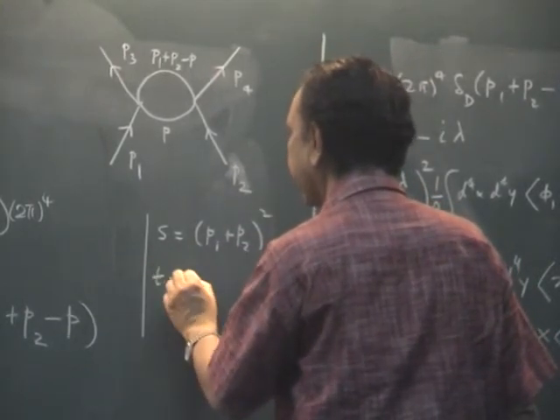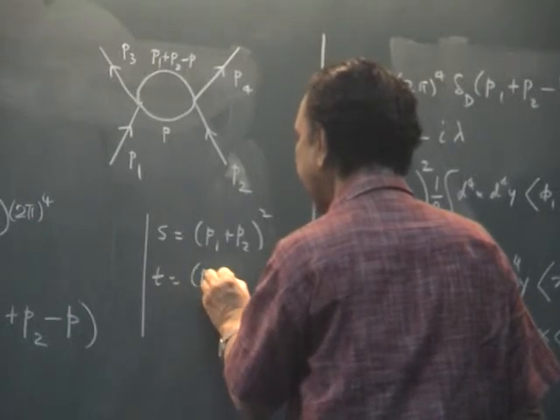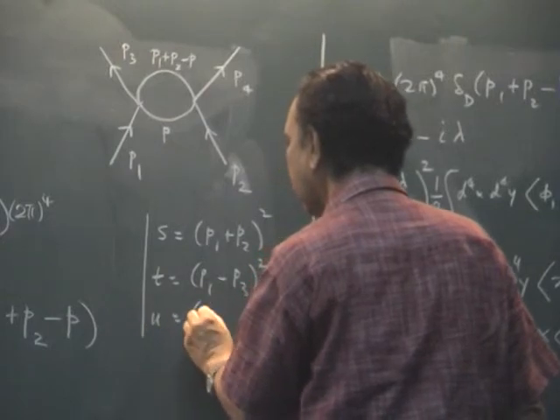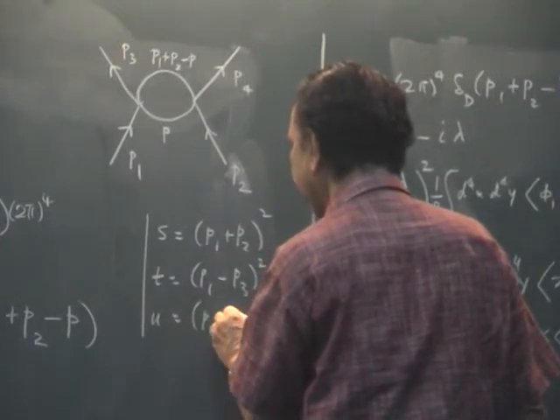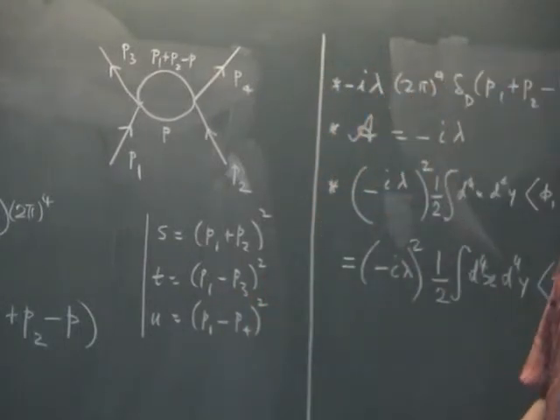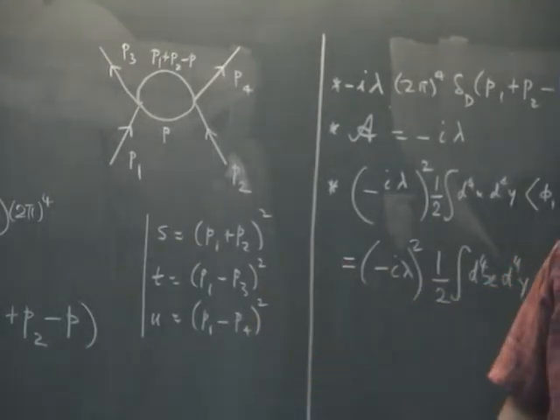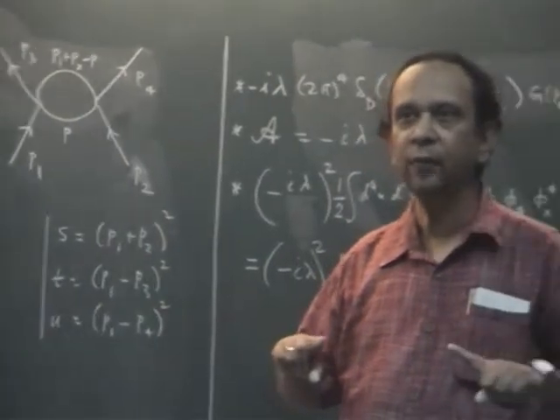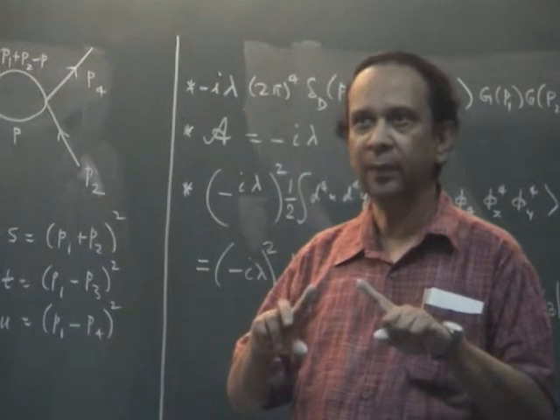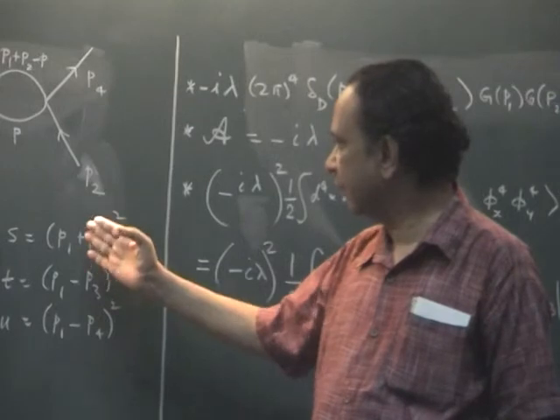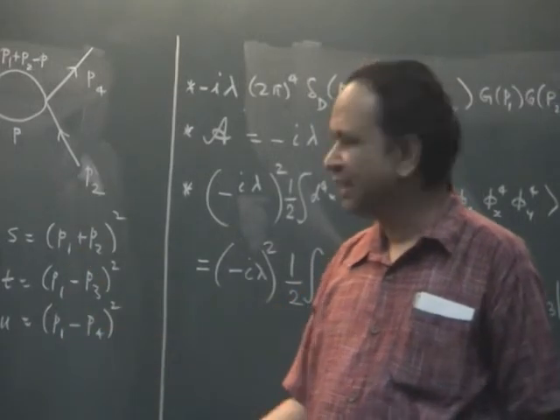P is called P1 minus P3 the whole square, and there is a variable called U, which is P1 minus P4 the whole square. These are called Mandelstam variables, which are important in classical scattering theory. As far as we are concerned, they are just labels. If you have a scattering where two particles with four-momenta P1 and P2 come in, and they go out with momenta P3 and P4, it is conventional to define these variables and work with them. This has some nice properties.